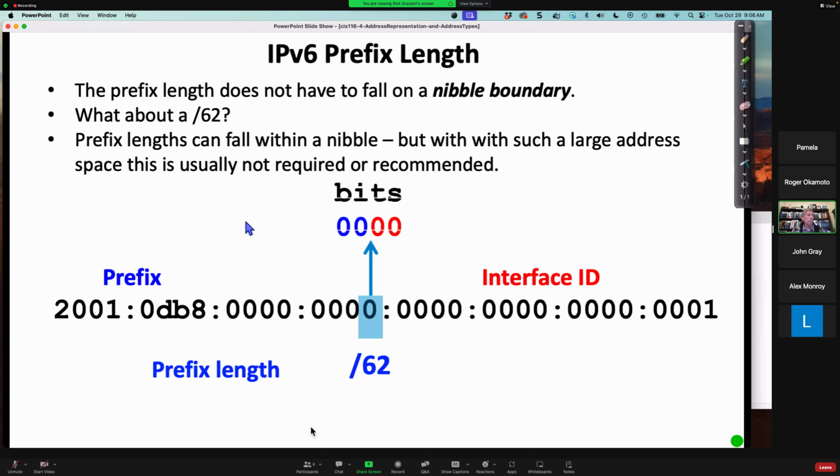But something like this means that the first two bits of 62 would mean these two bits belong to the network portion. These two red bits belong to the interface ID, the host portion. Don't make your life any more difficult. You can if you want, okay, but don't. Simple is better than complex in networking, okay? Just because you can doesn't mean you should, okay?